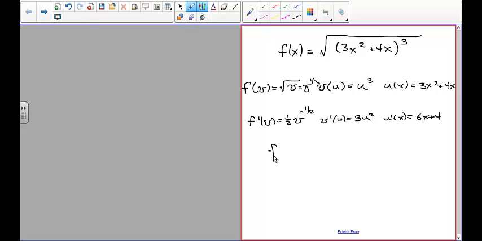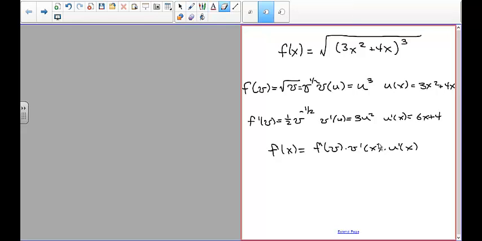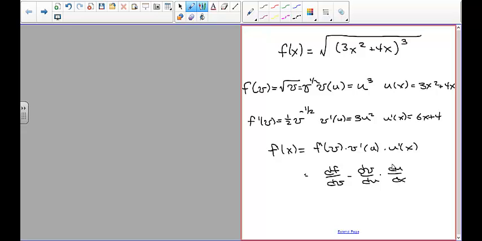And the chain rule says that f prime of x is equal to f prime of v times v prime of u times u prime of x. Pardon me, v prime of u. So that's df dv times dv du times du dx. Okay, so you get 1/2 v to the minus 1/2 times 3u squared times 6x plus 4.